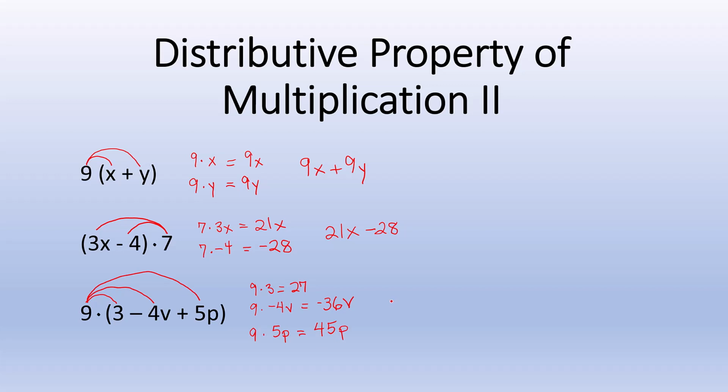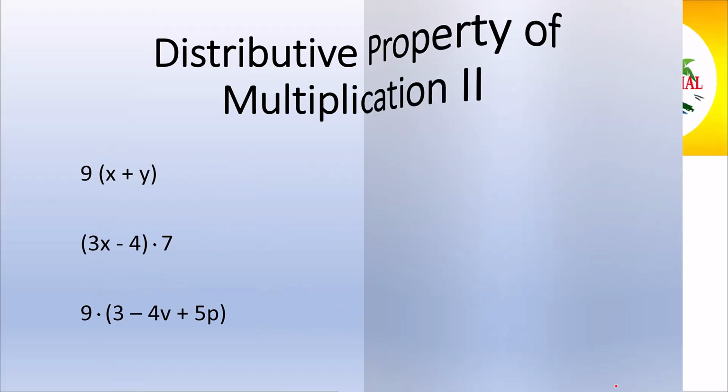Okay, and we have negative 36v plus 45p plus 27. And that concludes the second session of the distributive property of multiplication.